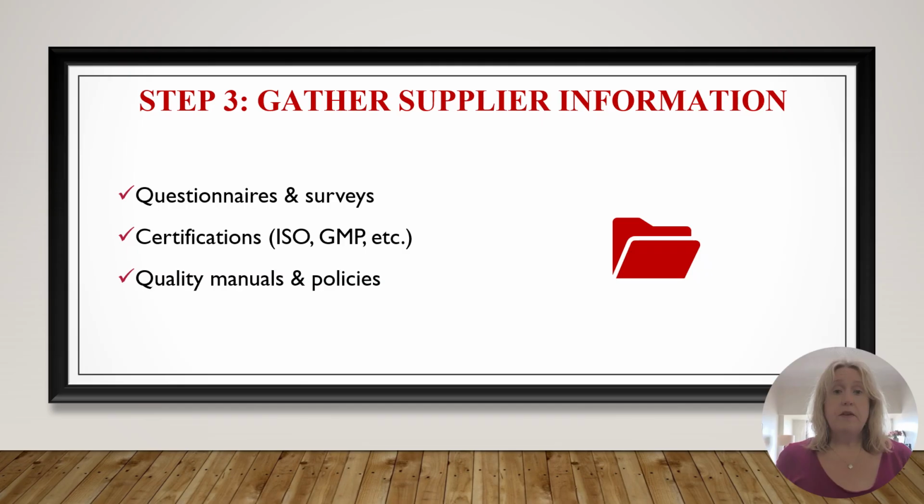Once you've determined risk, gather information. This can include supplier questionnaires, certifications like ISO or GMP, and copies of their quality policies or manuals. This documentation gives you a clearer picture of their capabilities and compliance.